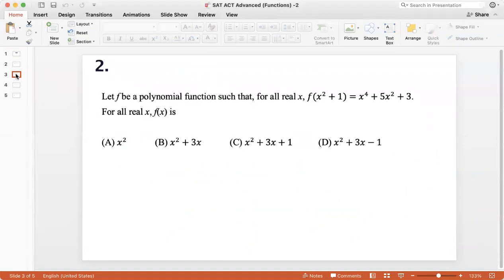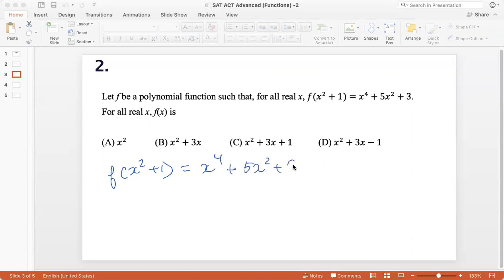Question 2. Let f be a polynomial function such that for all real x, f(x^2 + 1) is x^4 + 5x^2 + 3. For all real x, what is f(x)? Now, f(x^2 + 1) is x^4 + 5x^2 + 3, right? And I have to find f(x).